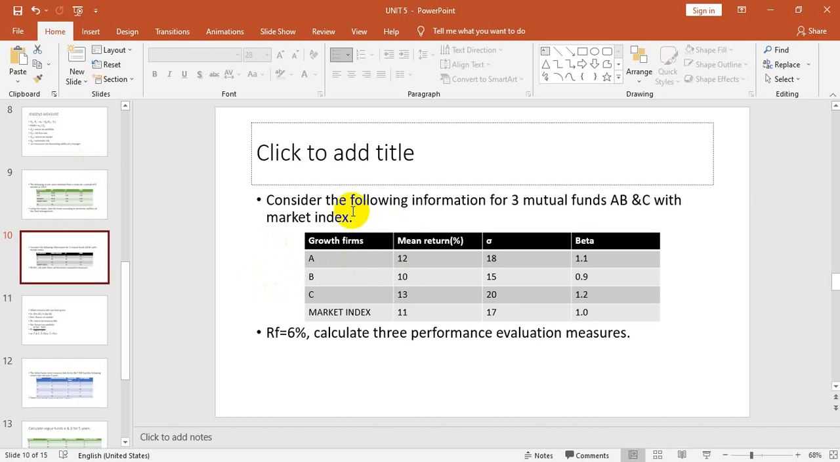For Sharpe, what is required? Return on portfolio minus return on RF divided by standard deviation of portfolio. What is RP minus RF divided by standard deviation of P? That is the formula, right. So RP is 12 minus 6 divided by 18. This is how you need to do Sharpe. Now for Treynor, the formula is RP minus RF divided by beta of P. So 12 minus 6 divided by 1.1. This is how you do the Treynor problem.